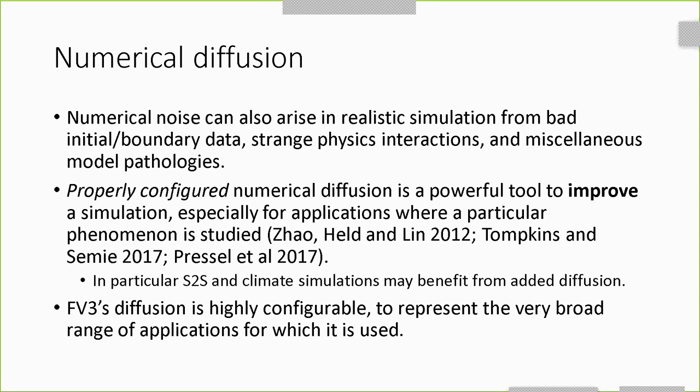And indeed, properly configured numerical diffusion is not only what you might consider a necessary evil, it can actually improve your solution if you configure diffusion correctly. One example of this is the paper by Zhao, Held and Lin. This is the high-resolution climate model in which they did a study of divergence damping in the model. They found that applying more divergence damping got you stronger hurricanes. This is not what we might originally think, that more damping makes hurricanes weaker. What it does is that adding more damping damps out the small-scale modes that were eating up energy and preventing the tropics from organizing.